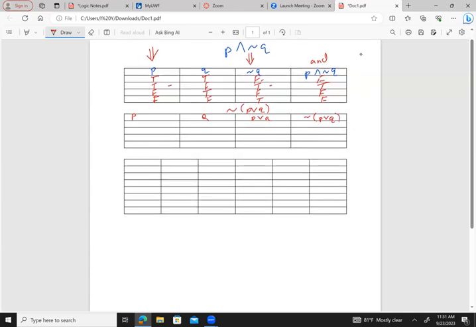Q. There we go. So again, P: true, true, false, false, true, false, true, false. P or Q. So when one of them is true or both of them are true, it's true. Well, P is true here and here, so it's going to be true. Q is true here, so this is true, and we have a false.